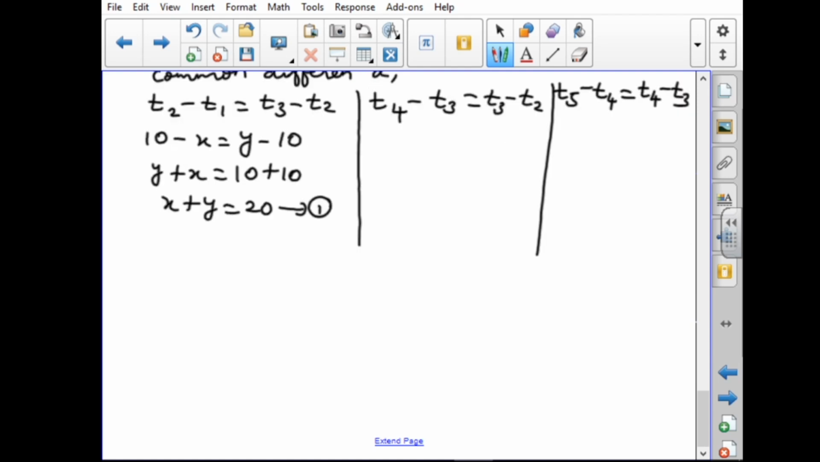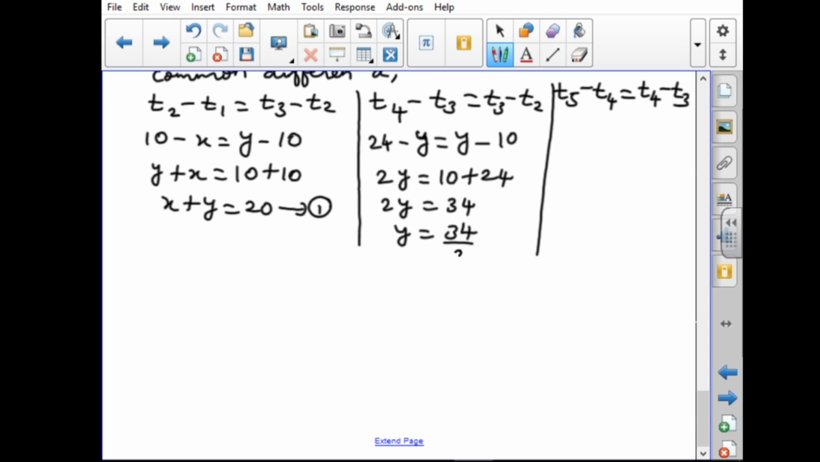Next you have to come to this side. T4 minus T3: T4 is 24, minus T3 which is y, equal to T3 minus T2. T3 is y, minus T2 which is 10. Here also y will be getting negative, so you bring it to this side, and it becomes plus y. So we are getting 2y equal to 10 plus 24. So, 2y equal to 34. So, y equal to 34 by 2. So, y equal to 17.